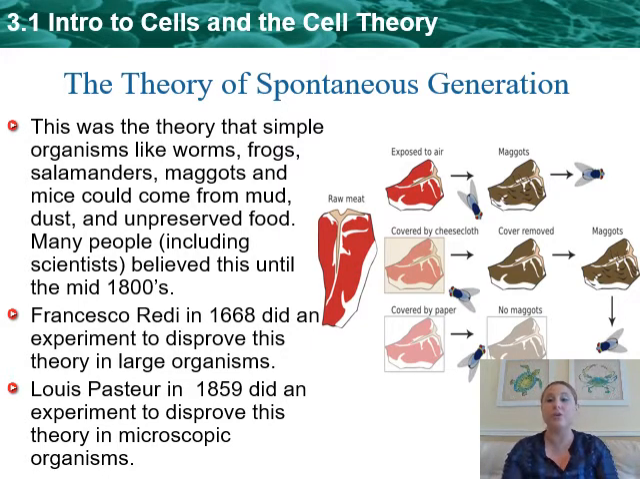All right. We know that the rats did not come from the grain, but people actually believed that these simple types of organisms came from non-living sources. So this was called the theory of spontaneous generation. As new evidence has come out, we know now that this does not happen. Francisco Redi was a scientist who did an experiment to disprove this theory in large organisms, but it was not disproved for tiny organisms until later on.